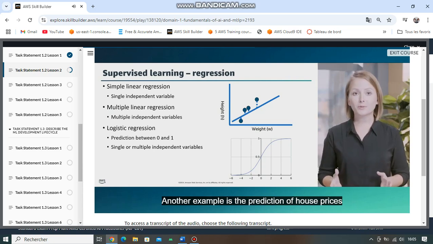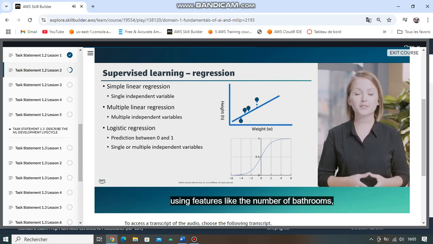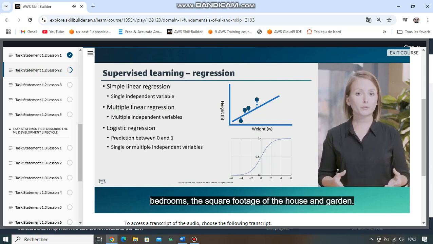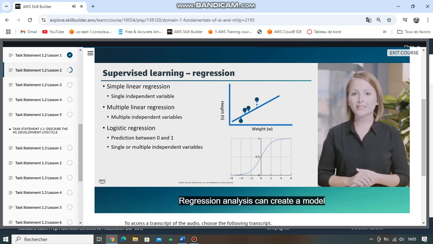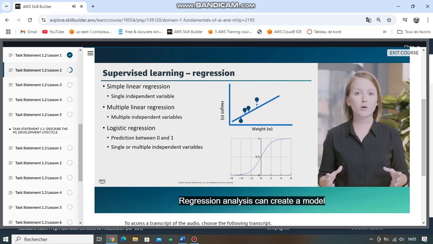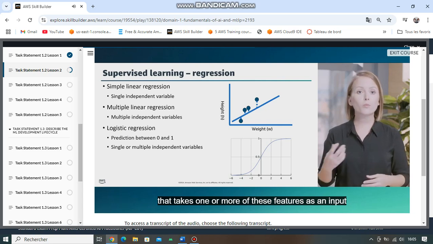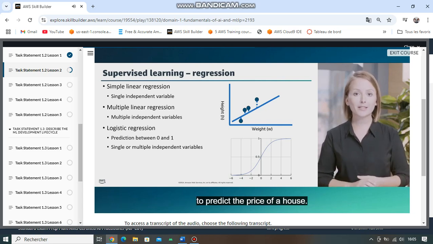Another example is the prediction of house prices using features like the number of bathrooms, bedrooms, the square footage of the house, and garden. Regression analysis can create a model that takes one or more of these features as an input to predict the price of a house.